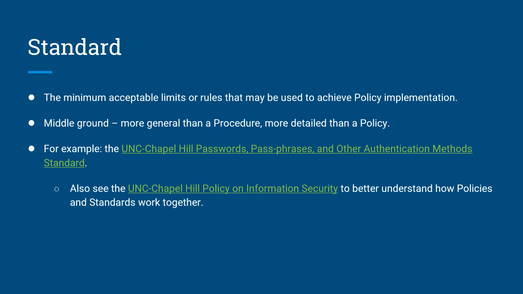To demonstrate how the policy and standard work together, the university's Policy on Information Security establishes the university's goal of protecting sensitive data from unauthorized release. The password standard then establishes the minimum complexity of passwords used to protect that sensitive data. These password requirements, the standard, may change over time as technology evolves, but the university's commitment to protecting sensitive data, the policy, is less likely to change.